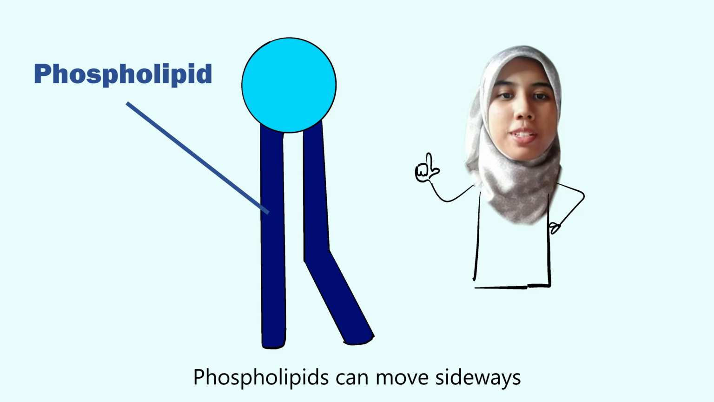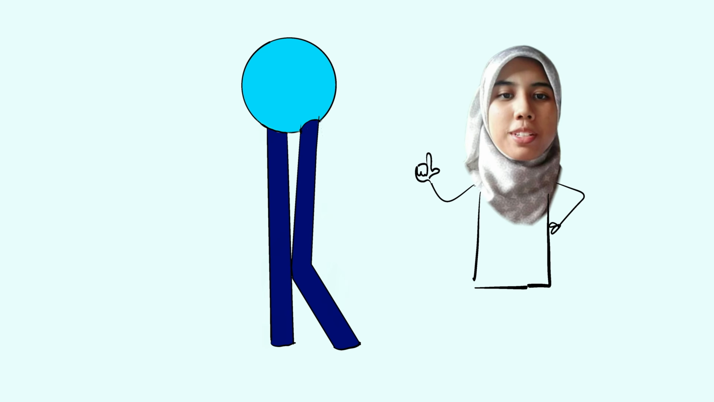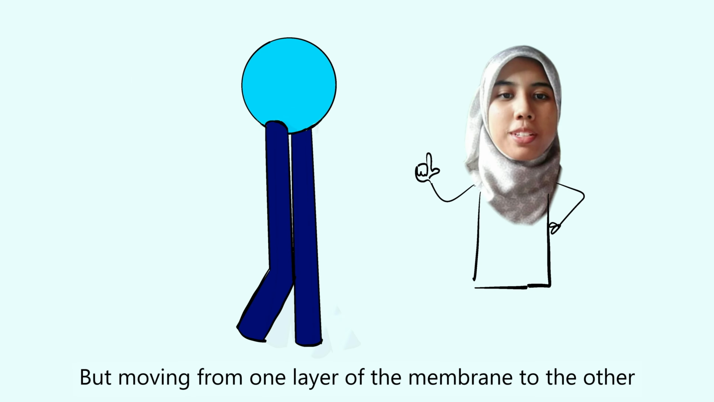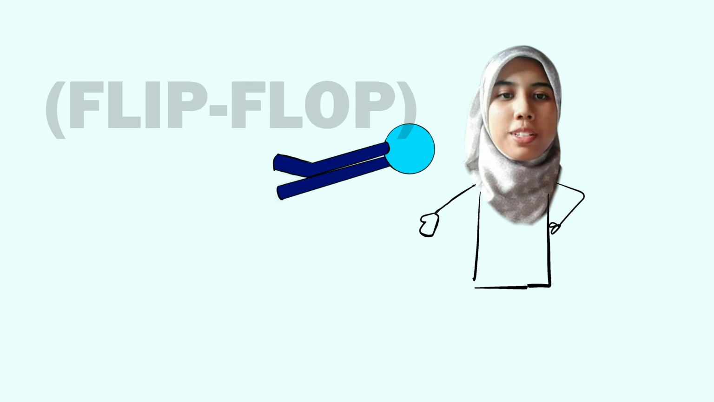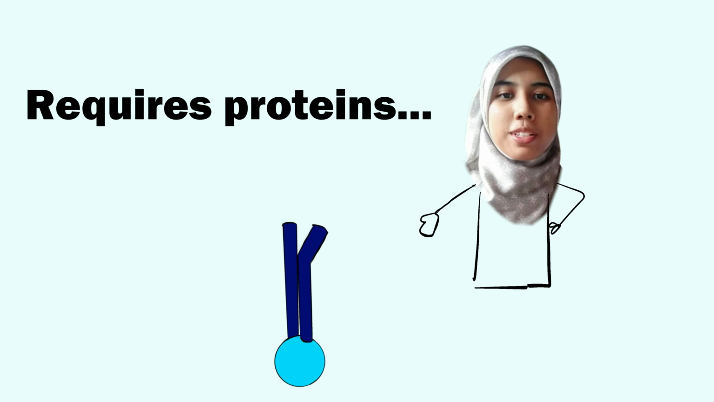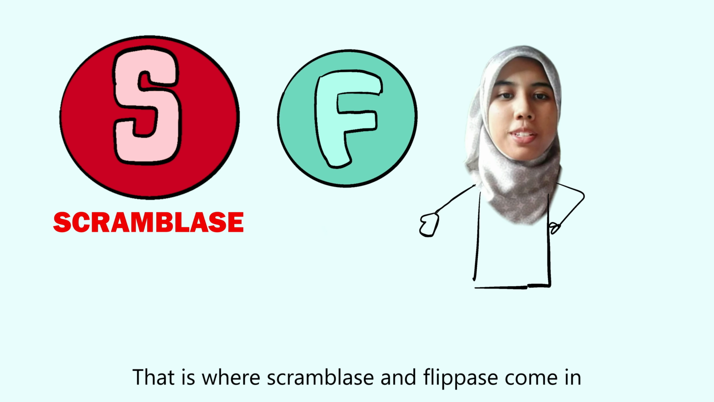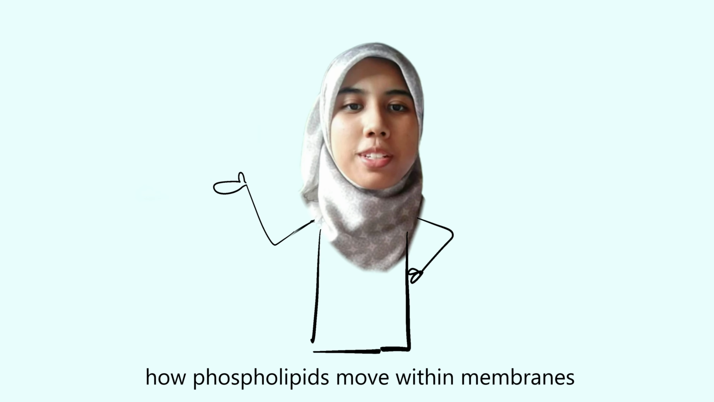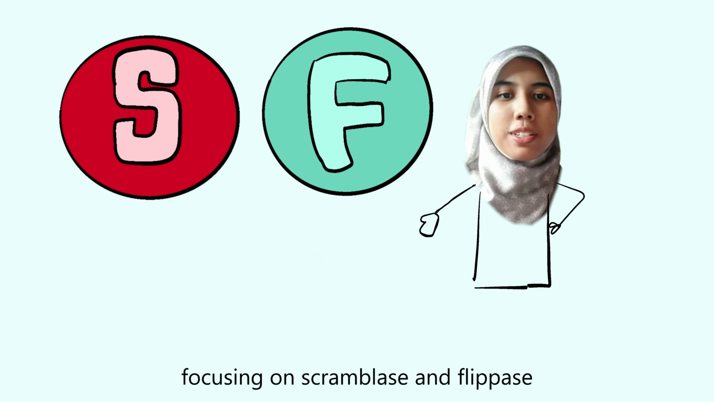Phospholipids can move sideways and rotate in the membrane, but moving from one layer of the membrane to the other, called flip-flop, does not happen easily and requires protein. That is where Scramblase and Flippase come in. Today, we will look at how phospholipids move within membranes, focusing on Scramblase and Flippase.